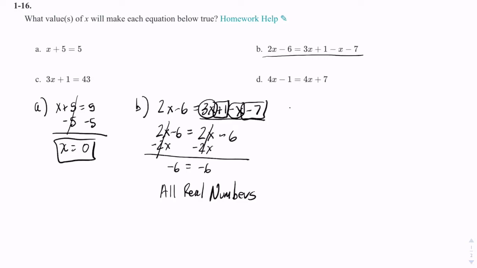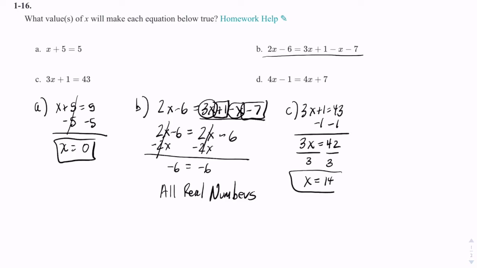Okay, now let's do C. We have 3x plus 1 equals 43. I'm going to subtract 1 from both sides, and I'll get 3x equals 42. And then I'll divide both sides by 3, and I will get x equals 14.